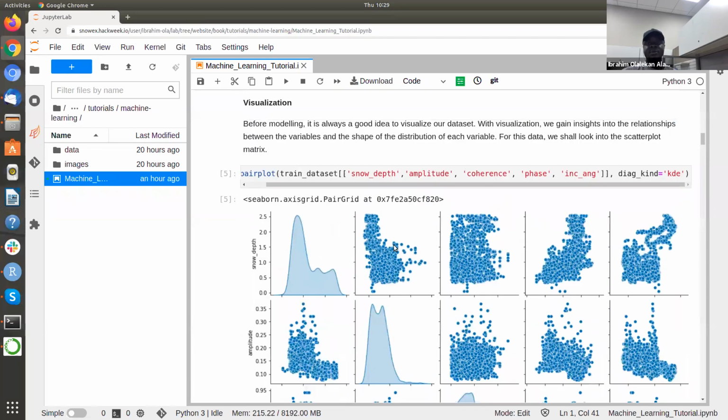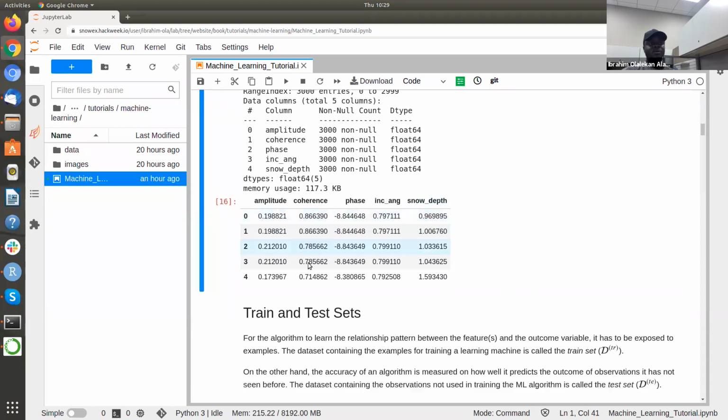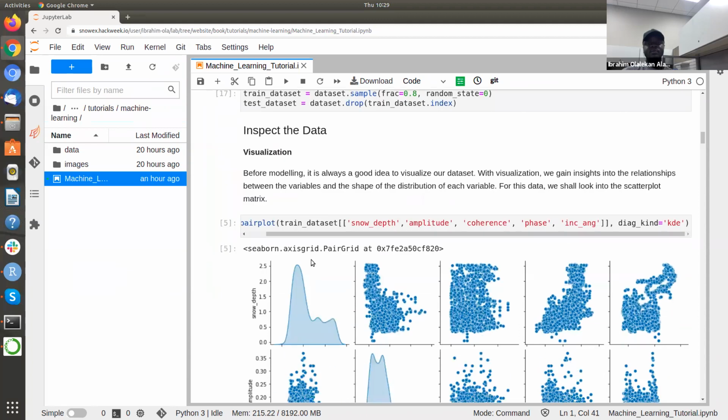I did it like that because if you notice our data set, the last variable here is the snow depth that I want to predict. So it's very important to keep track of the position where you have your predictors and then your outcome. In most cases, you want to put your outcome as the last variable or as the first variable because it makes modeling easy.